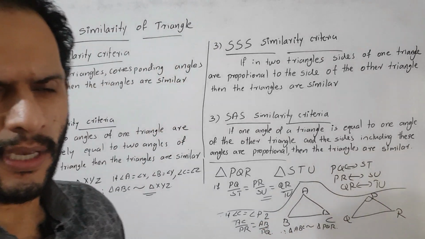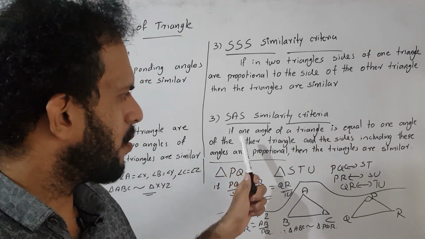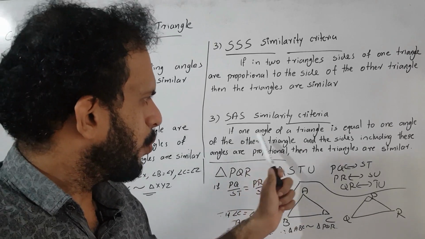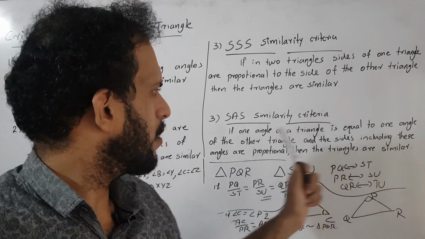Here it does not say the corresponding sides. The property says only this much: that if one angle of a triangle is equal to one angle of the other triangle and the sides including these angles are proportional, then the triangles are similar.